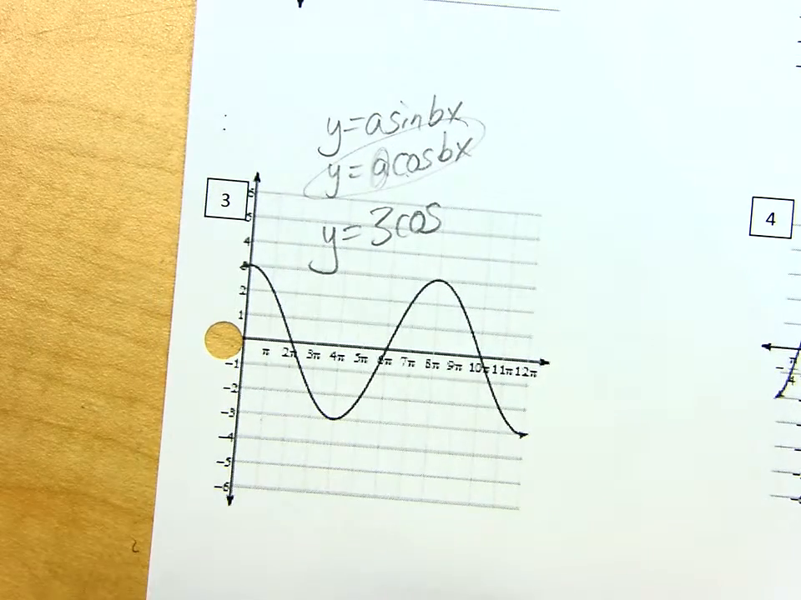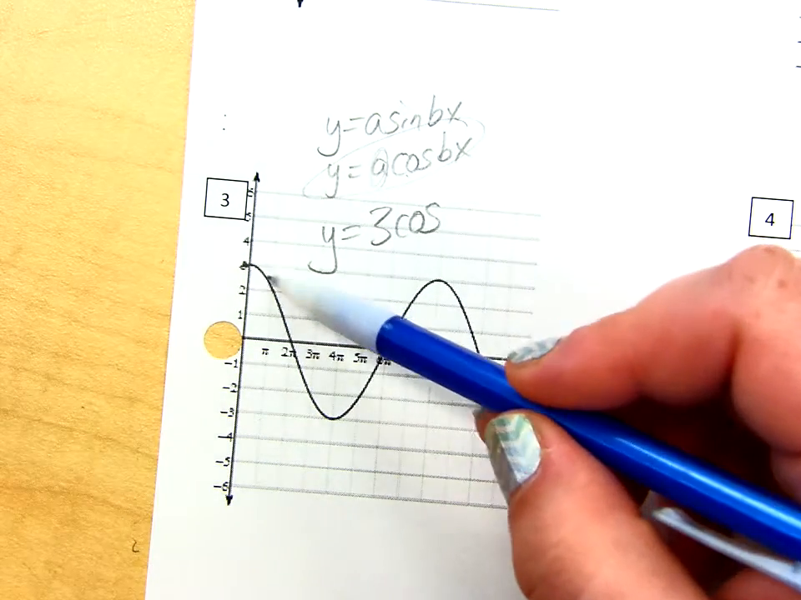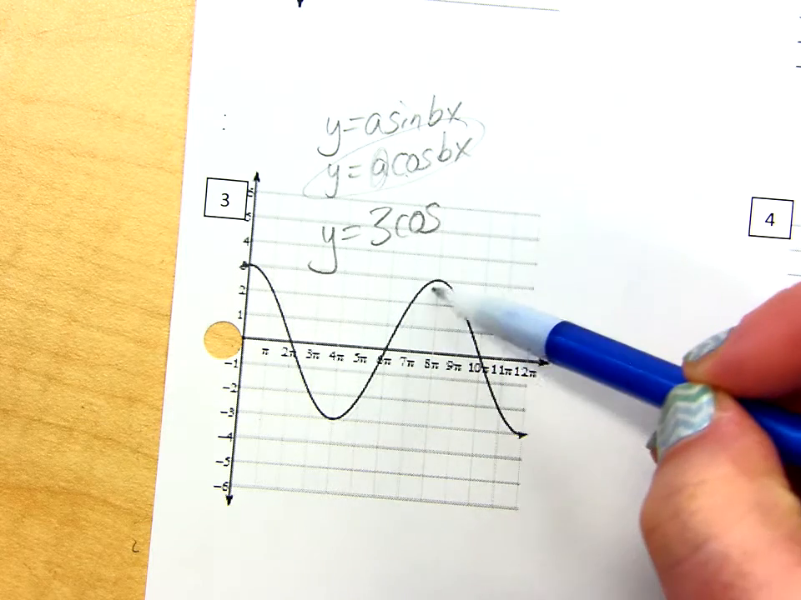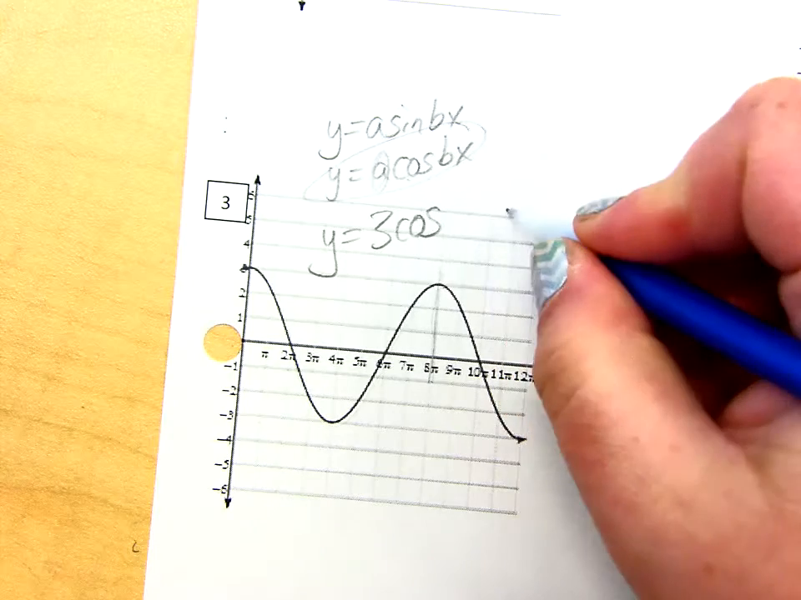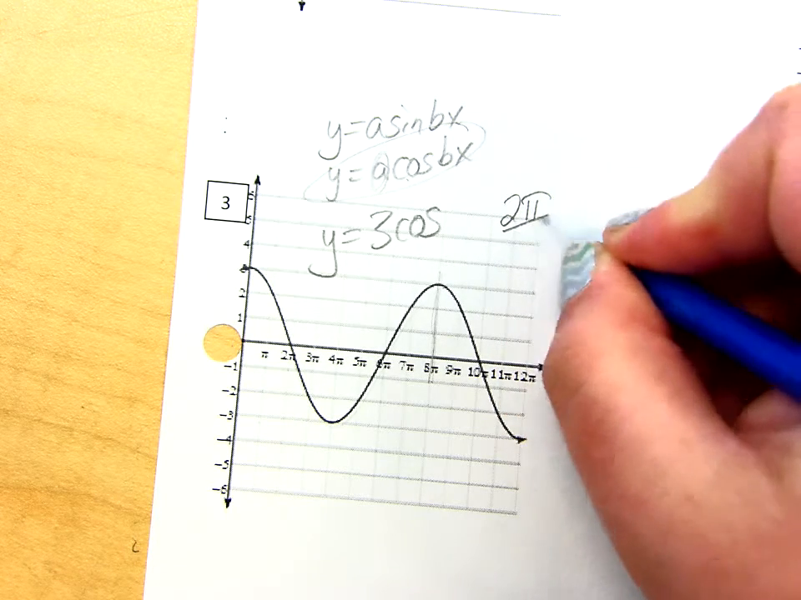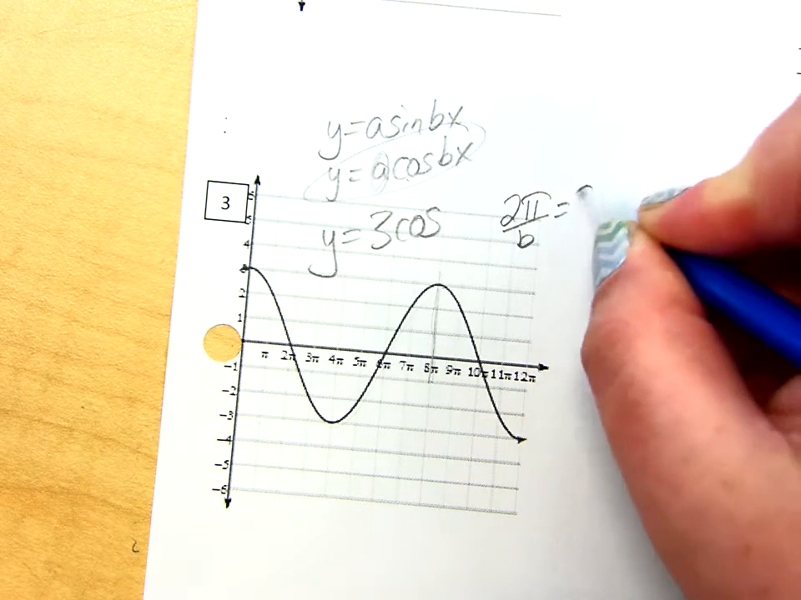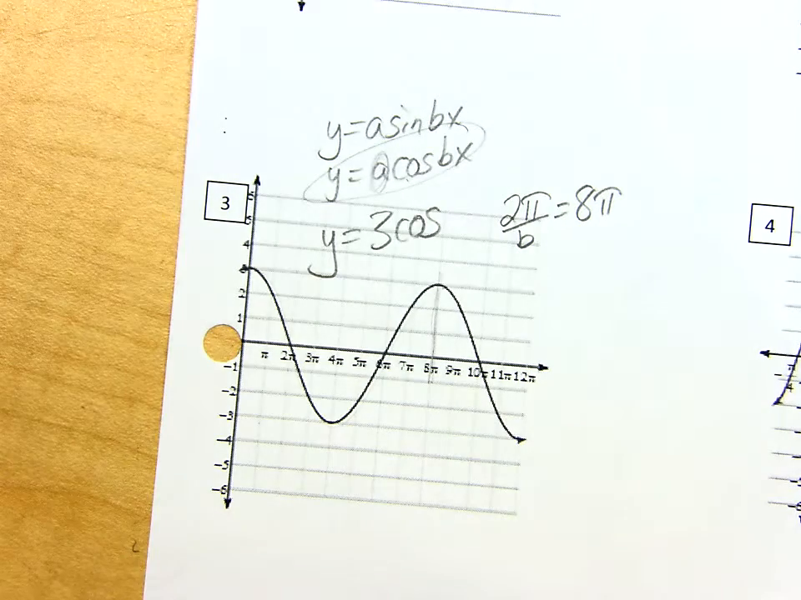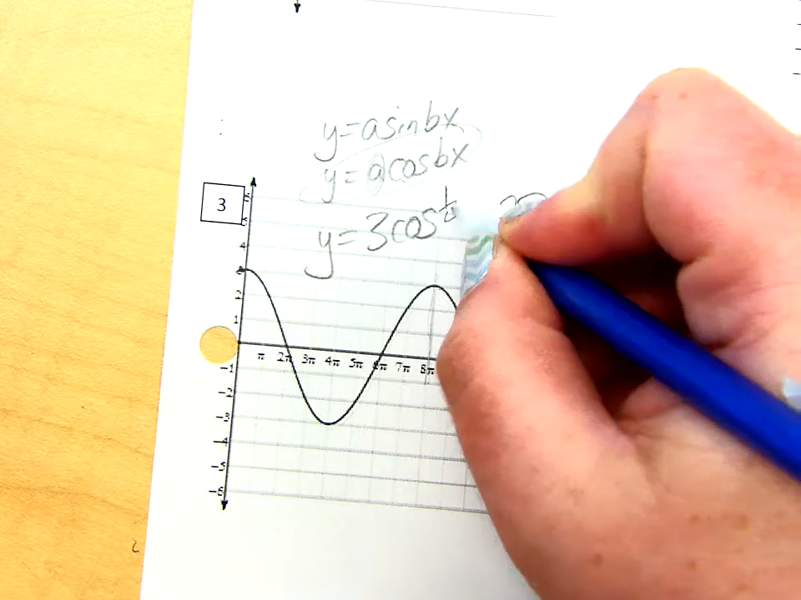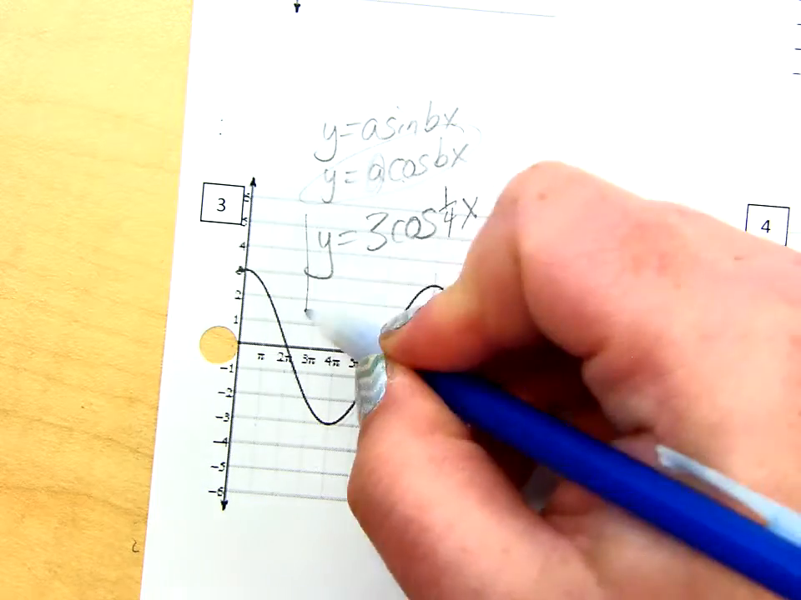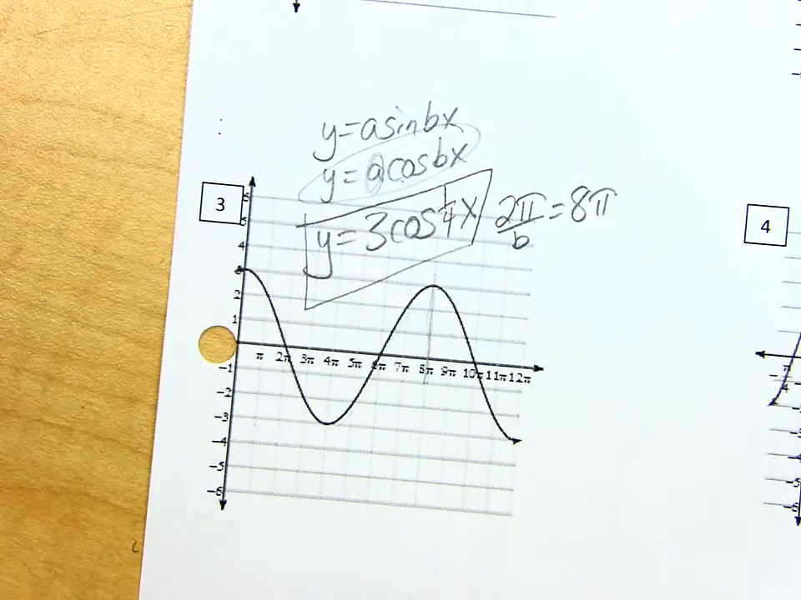So here's what we do. Are you listening? We figure out how long does it take to complete one full cycle. In this case, it's 8 pi. So that means 2 pi over whatever b is coming out to be 8 pi. So what must b be in order to make that happen? 1/4. 1/4 x. So there is my correct answer. Yeah, do we get that?